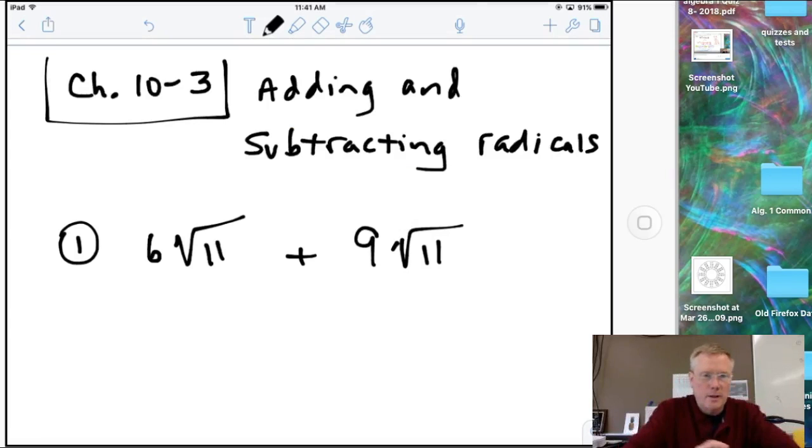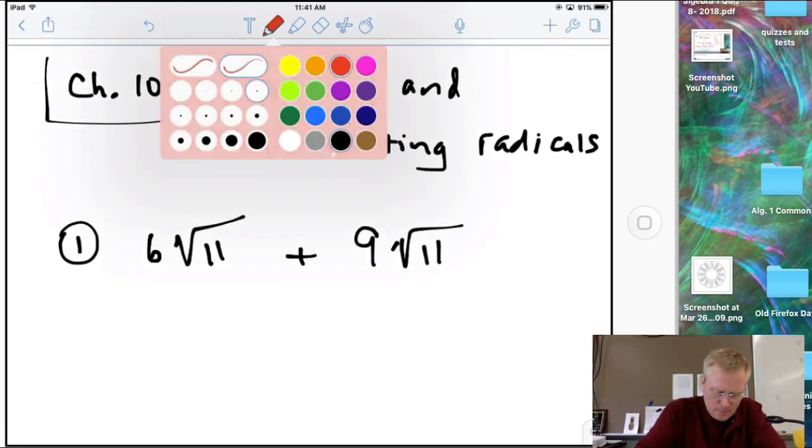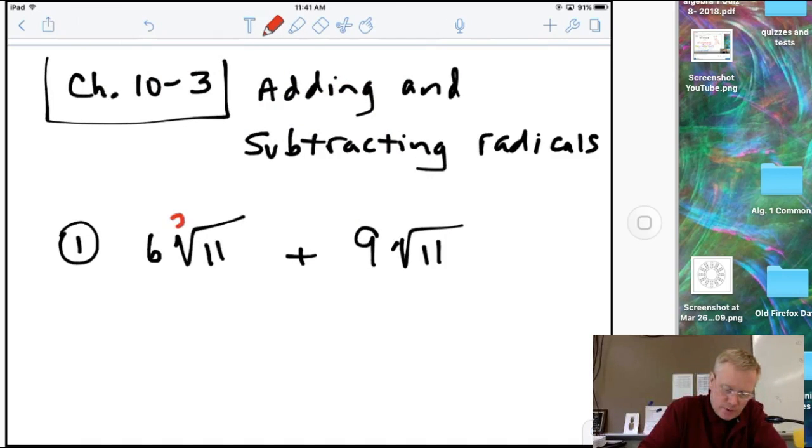All right, hi there. Today I'm going to be looking at Chapter 10-3 for Algebra 1, adding and subtracting radicals. When you add or subtract radicals, they have to have the same number underneath the radical, and they also have to have the same root. In this case, they're both square roots, which means there's an implied 2. That little 2 is called the index, and if there's nothing written there, it's an implied 2, which means they're the same, and they both have an 11 underneath the radical.